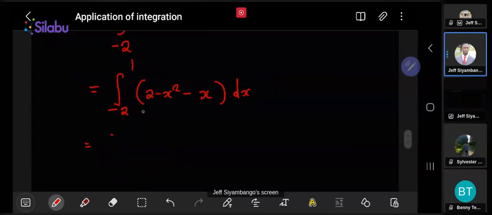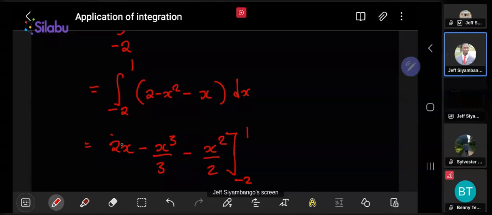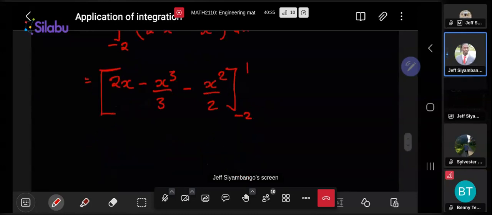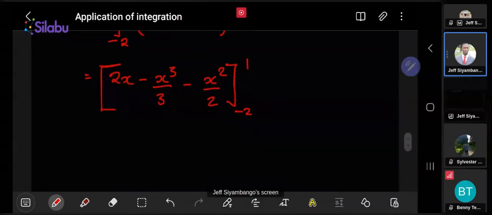Again, now we perform the integral. This is 2x minus x to the power 3 over 3 minus x to the power 2 over 2, from minus 2 to 1. I'm doing this a little bit fast because I know you guys are comfortable with this. I think we're done with the application part, which was important. So let's see how it goes.